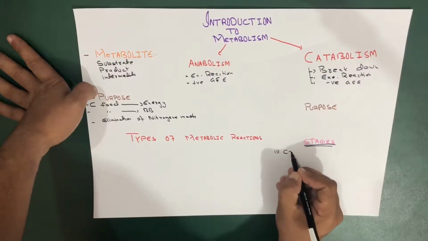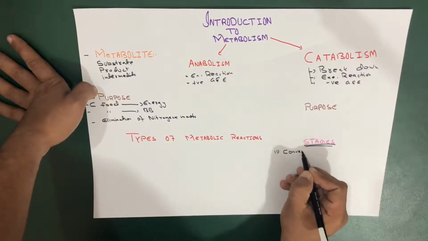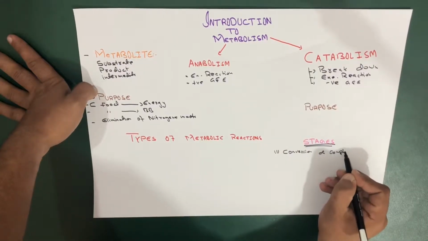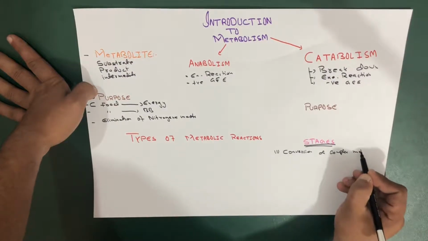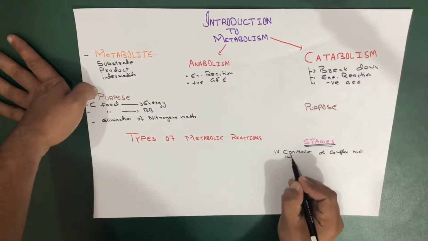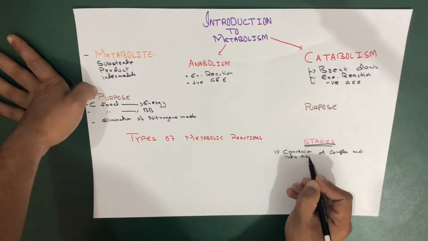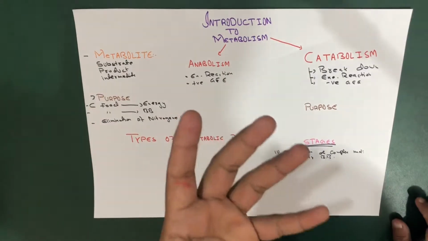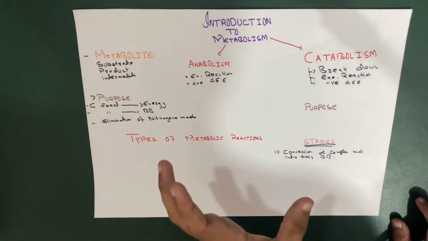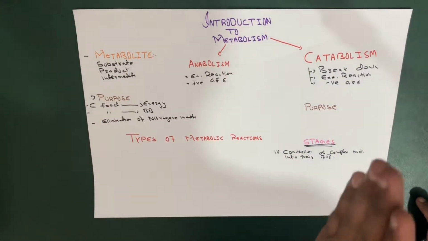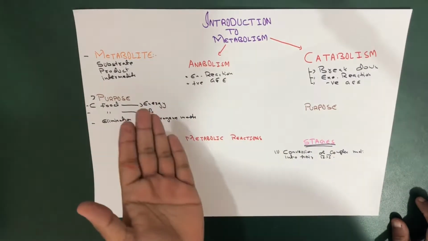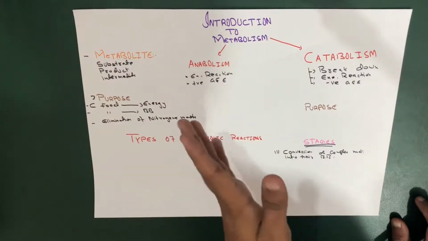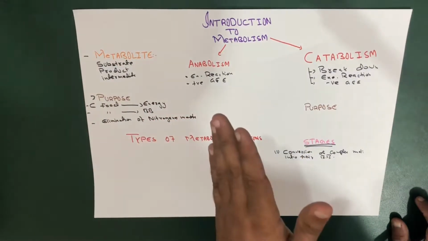And what we're going to do first is the conversion of complex molecules into their building blocks. So what happens? For example, you are taking a polysaccharide. If you have a polysaccharide, what happens? The polysaccharides are broken down to monosaccharides, lipids to free fatty acids and glycerol, and the proteins are going to be broken down to the amino acids.